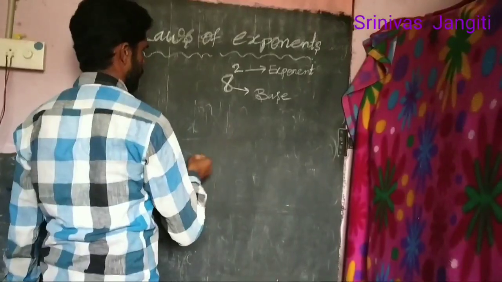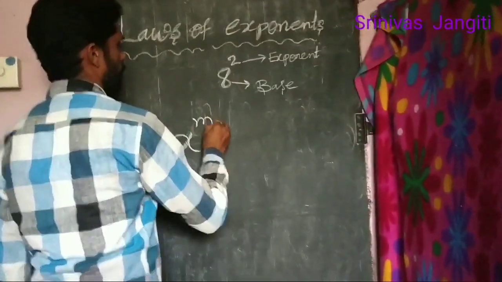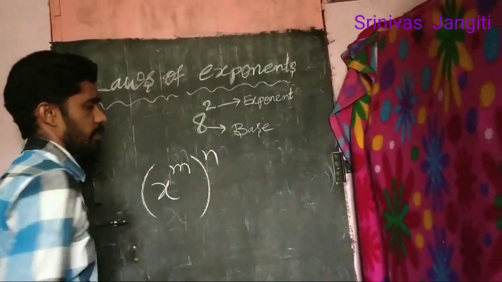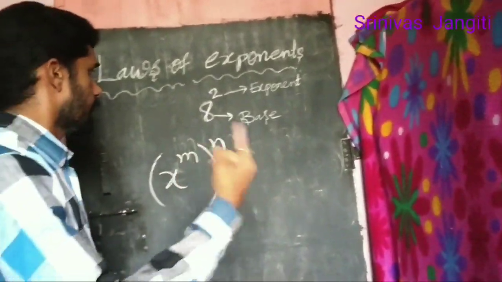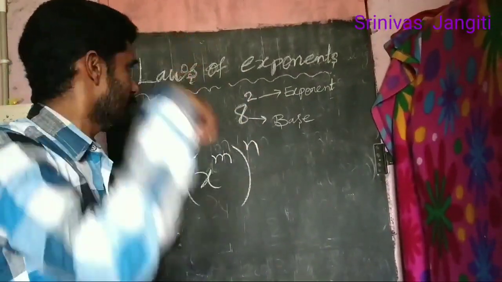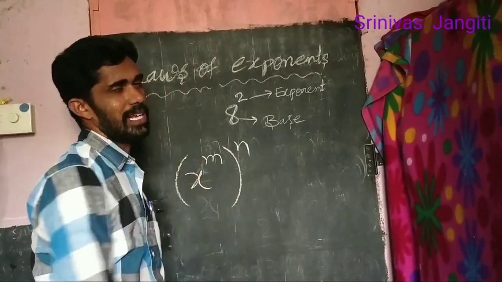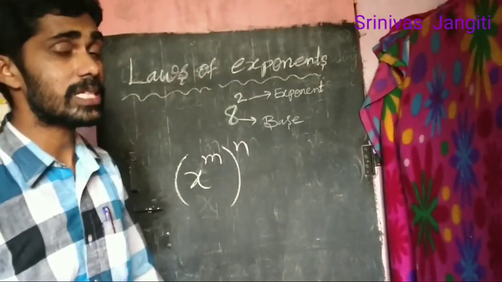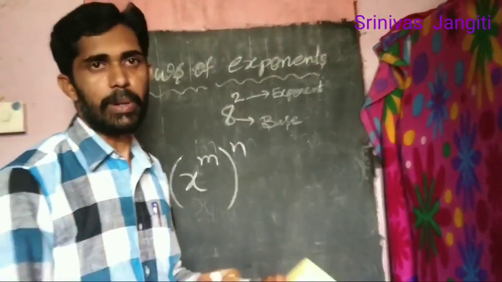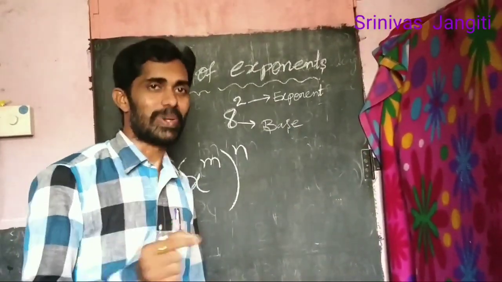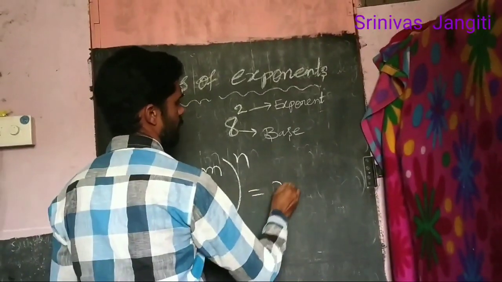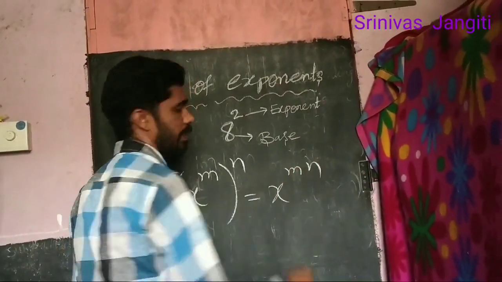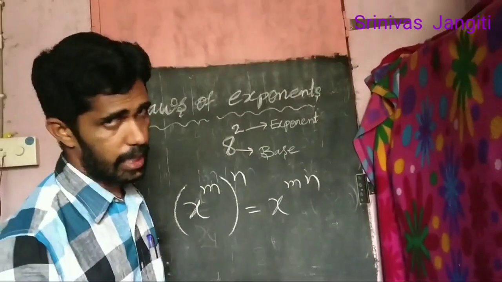And the next law. What is it? x to the power of m whole to the power of n. Otherwise x to the power of m, right? Raised to the power of n, right? And this is an important formula also. That one's name is also different. What is that? Power of power. Power, again power. Right now, power of power. So x to the power of m whole to the power of n is equal to x to the power of m n. Otherwise m into n, right?